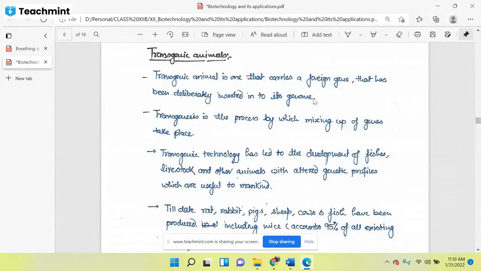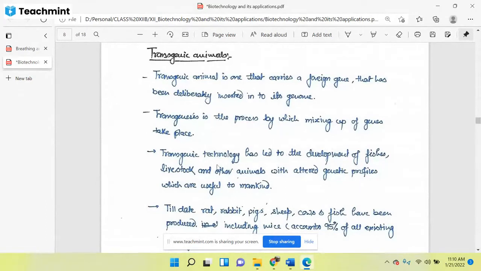First, transgenesis is the procedure of making a transgenic animal or transgenic plant or transgenic organism. Okay, so transgenesis means what? Transgenesis is the procedure using which we are making a transgenic organism. So here transgenesis is the process by which mixing up of a gene takes place. So obviously, we are taking the genes from two different sources and mixing them. That's why this procedure will be called transgenesis.